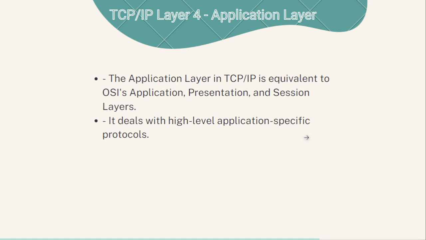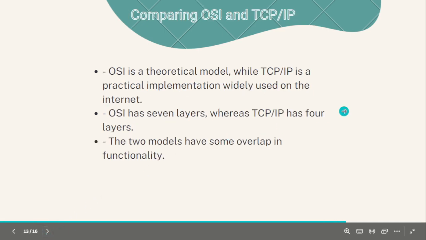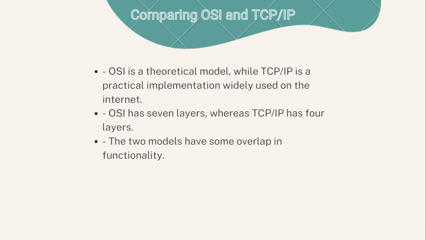The fourth layer in the TCP/IP is the application layer. The application layer in TCP/IP is equivalent to the OSI's application, presentation, and session layers. It deals with high-level application-specific protocols. Now let's have a comparison between the OSI and the TCP/IP. OSI is a theoretical model, while TCP/IP is a practical implementation widely used on the internet. OSI has 7 layers, whereas TCP/IP has 4 layers. The two models have some overlap in functionality.